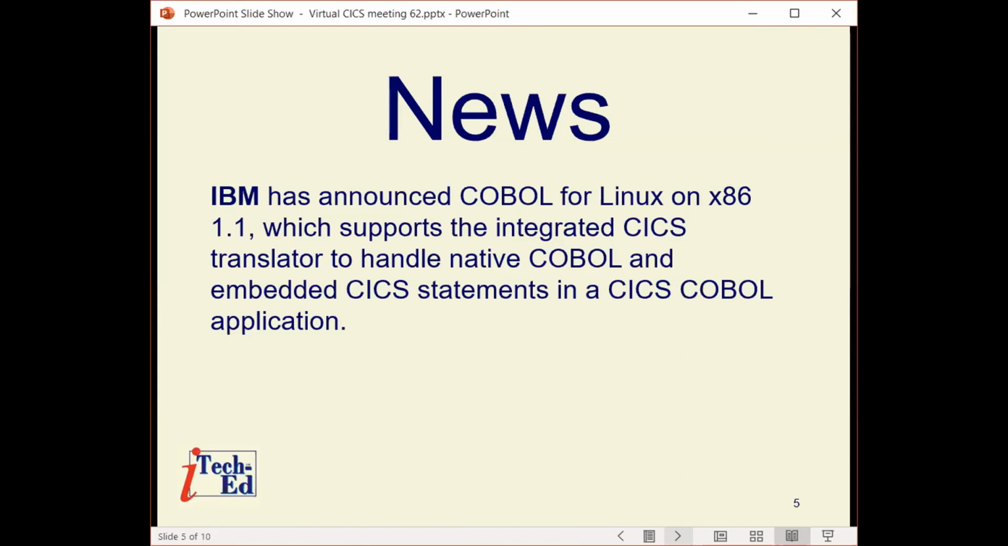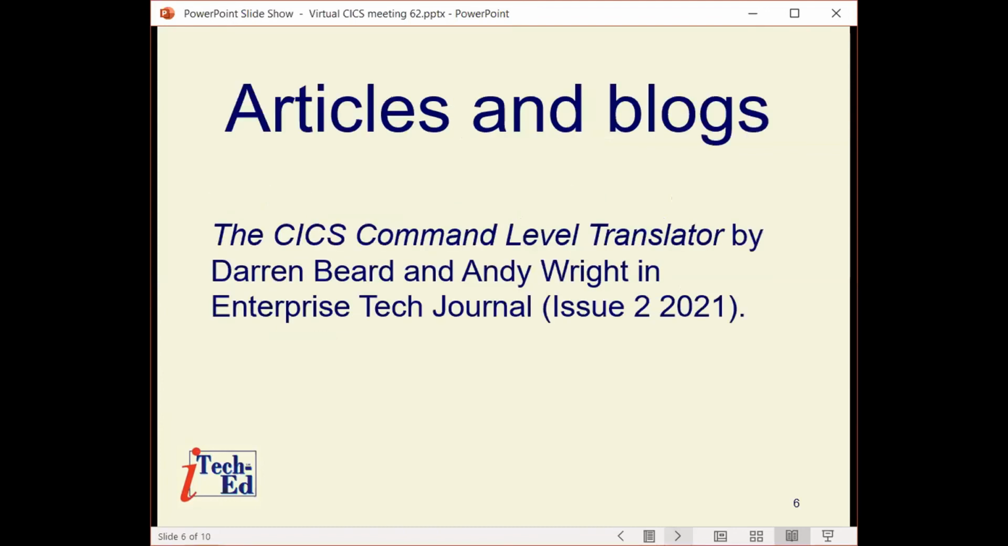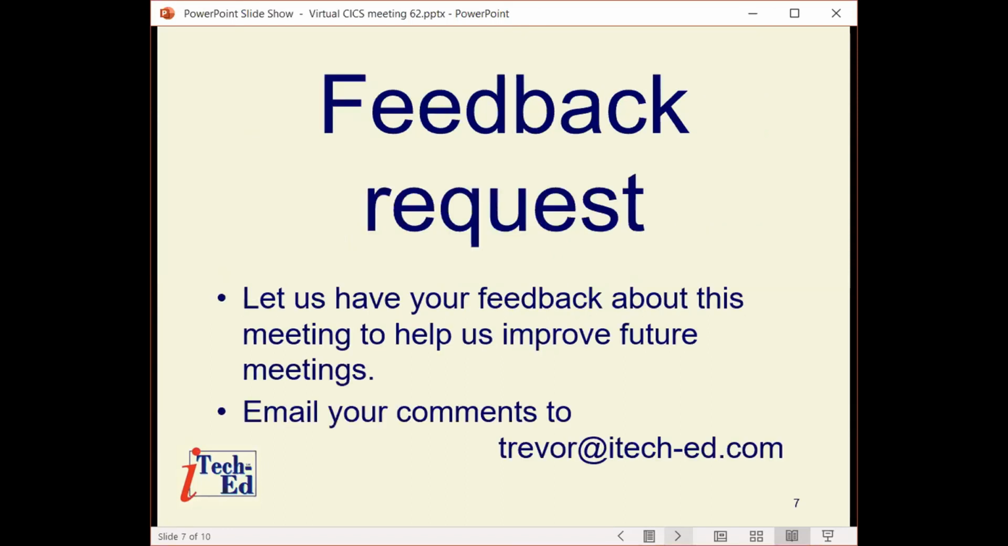There is a link to that story on our website. Articles and blogs. I'm not sure whether we've had this one, but the CICS command level translator by Darren Beard and Andy Wright was in Enterprise Tech Journal issue 2. And again, the link to that will be on our website.